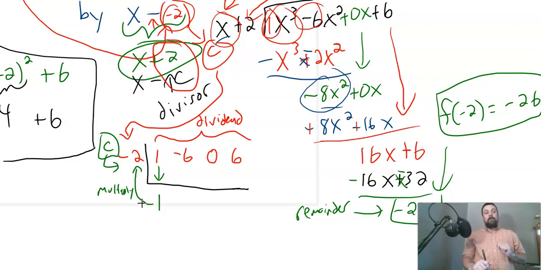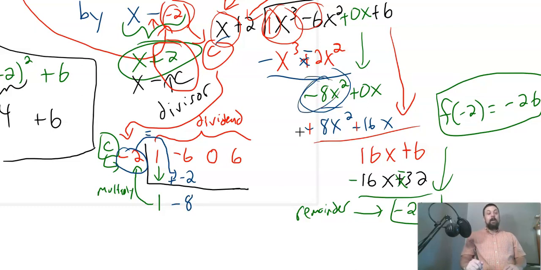1 times -2. Whatever you get when you multiply, you write it underneath the next number inside the box. So whatever that's equal to is going to go here. 1 times -2 is going to be -2. So I write the result underneath the next number inside the box. Then you add that column together. -6 plus -2 gives me -8. Notice I had a -8 here, right?